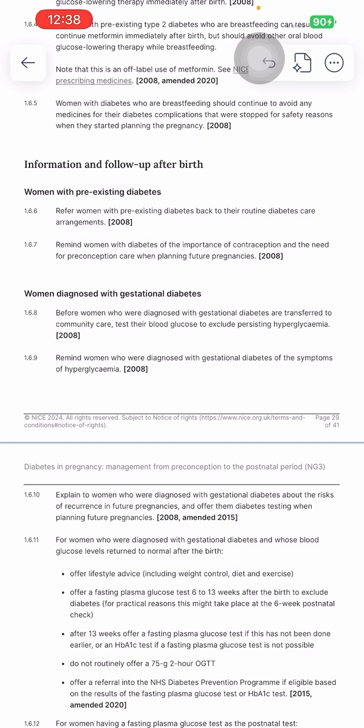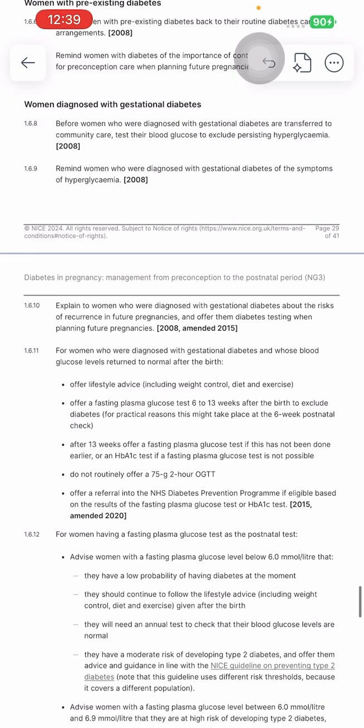Information about follow-up after birth. Women with pre-existing diabetes: offer them the routine diabetes care arrangement, and you have to refer them back to their respective physician. Remind women with diabetes of the importance of contraception and the need for preconception care when planning further pregnancies.